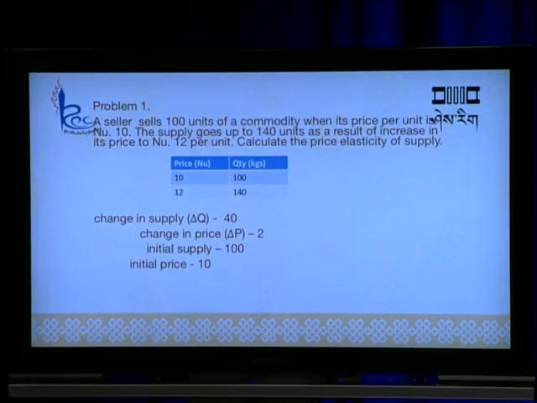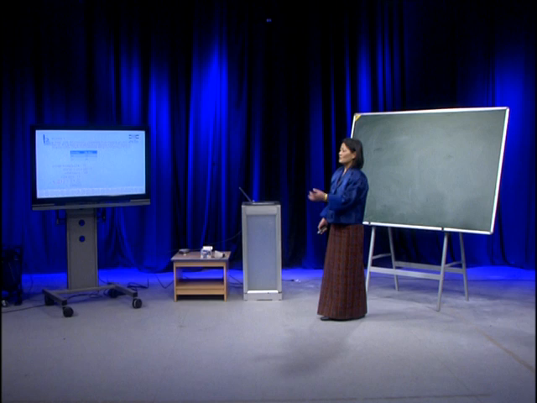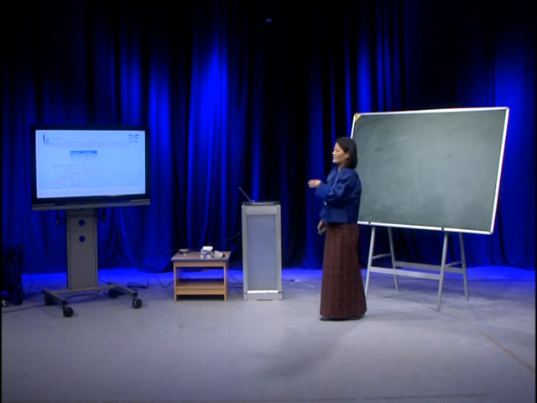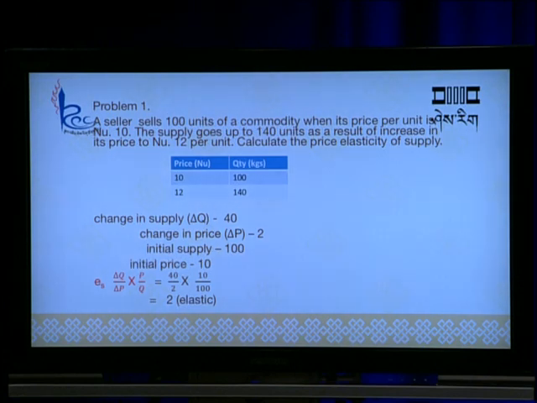Now, after finding out these, you will apply the formula, insert the figures, and then calculate. The value that you are going to get for this problem is 2, which is elastic.